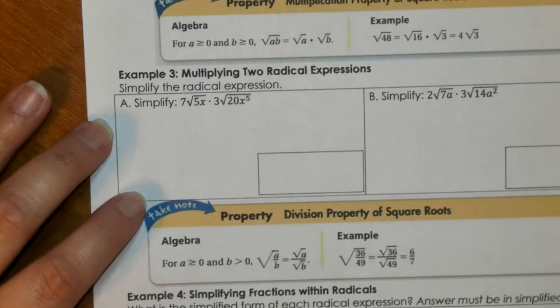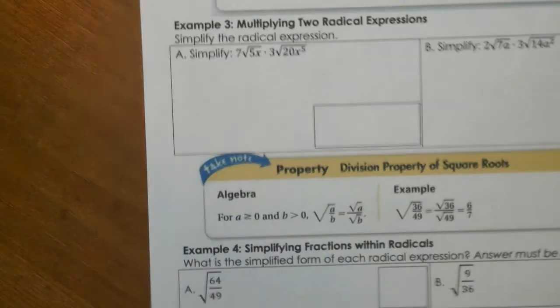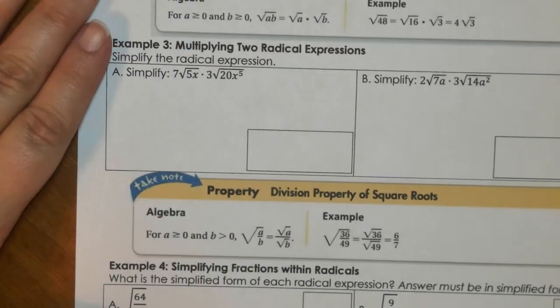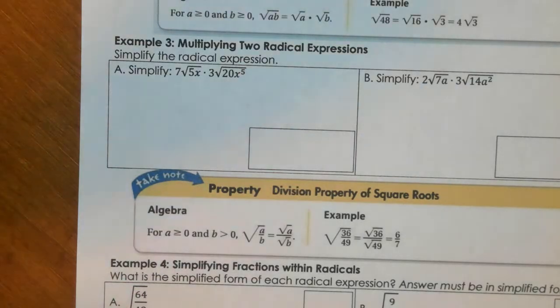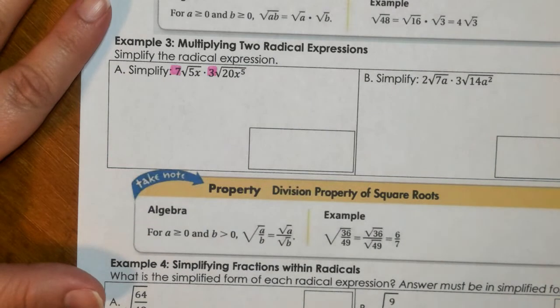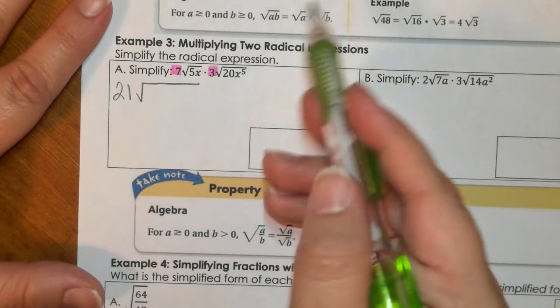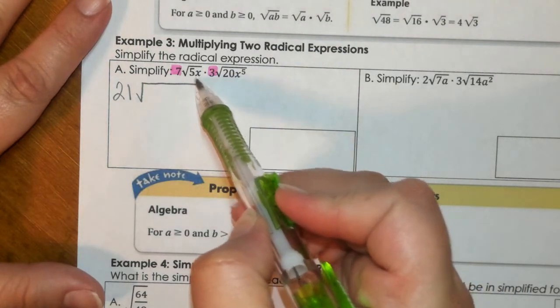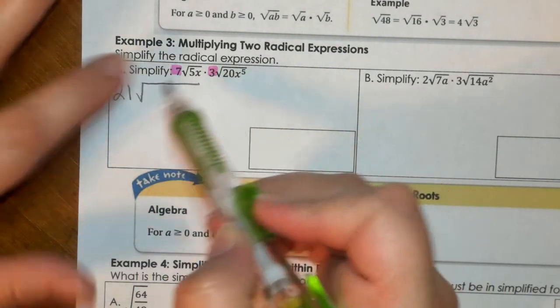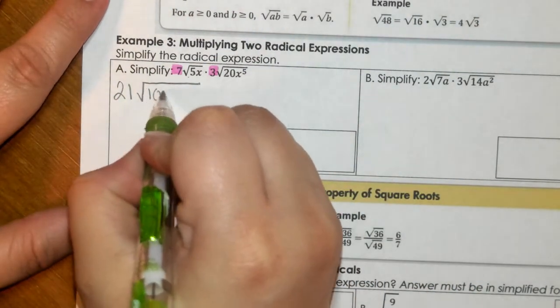For this part, it says you're going to multiply 2 radical expressions and simplify the 2 radical expressions to make 1 radical expression. So the first thing you want to do is look on the outside, like the front of the radical. We have a 7 and a 3. We're going to multiply those together right away. Then on the inside, you're going to multiply that 5 and that 20. So on the outsides, they go together. On the insides, they go together. So 5 times 20 gives you 100.